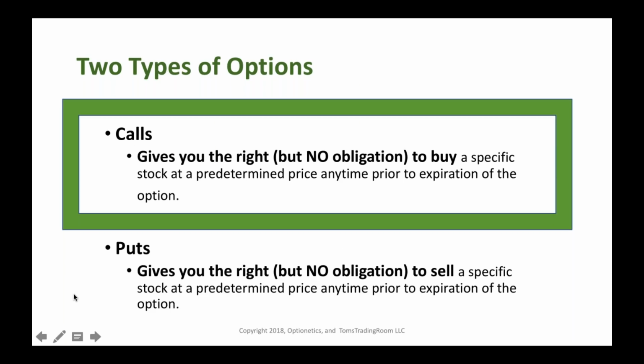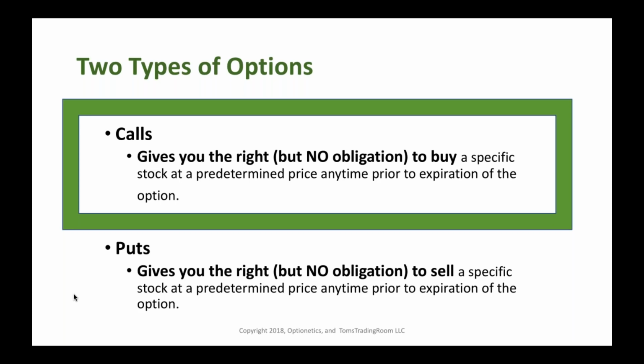So there are 2 types of options, and I broke this down to make it as simple as possible. Calls basically give me the right to buy, and puts give me the right to sell. We could get into the long Wikipedia definition that calls give you the right but not the obligation to buy specific stocks at a predetermined price anytime prior to the expiration of the option. Yes, but what I try to walk away with is remembering, if I buy a call, I have the right to buy. If I buy a put, I have the right to sell. Buying calls is bullish, buying puts is bearish.